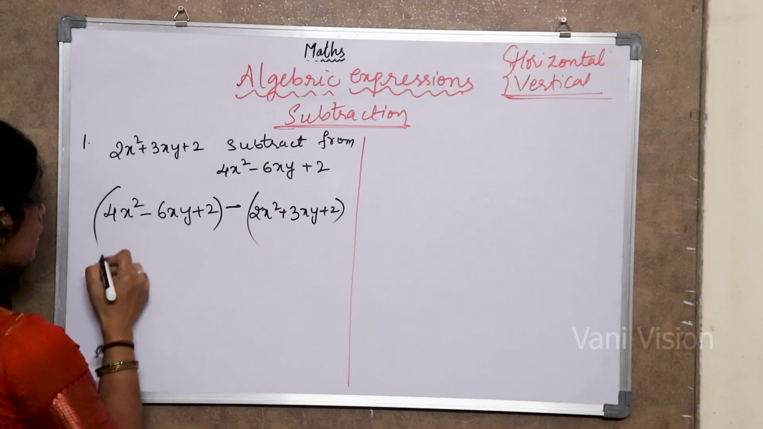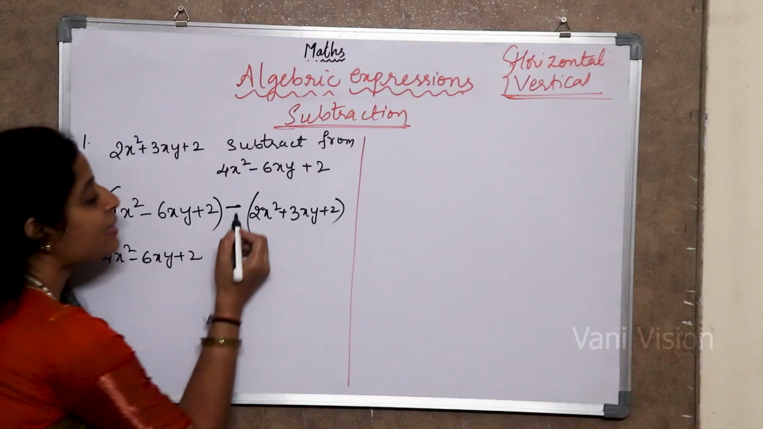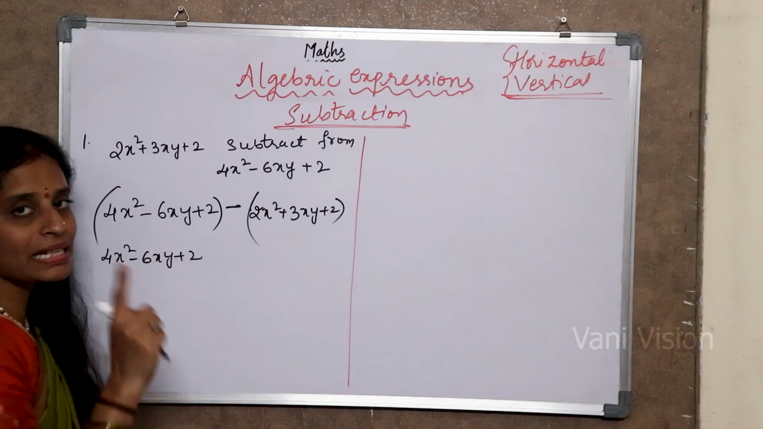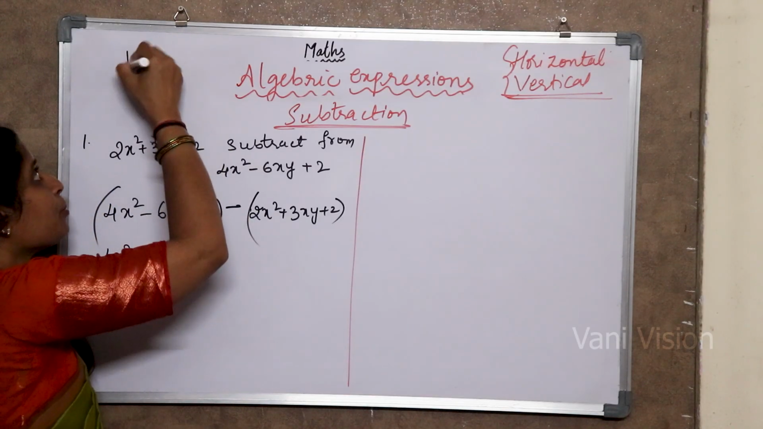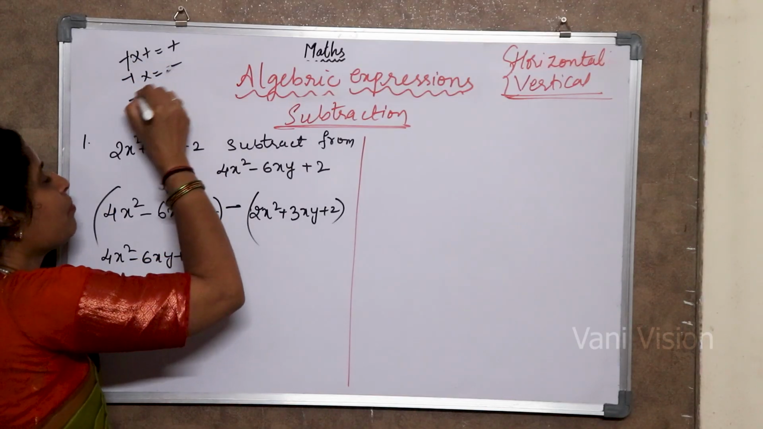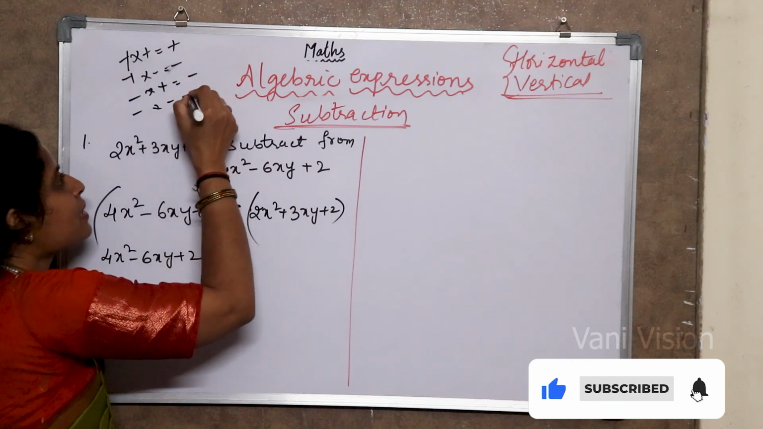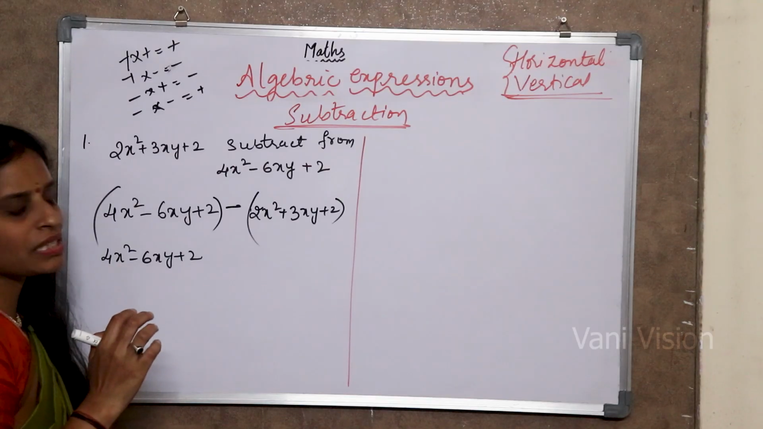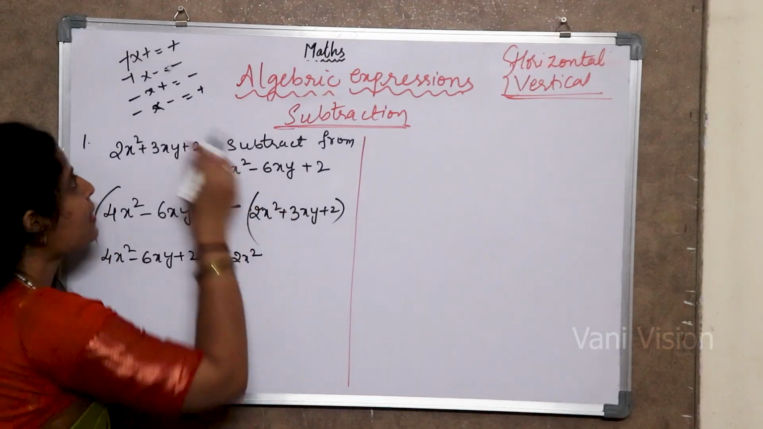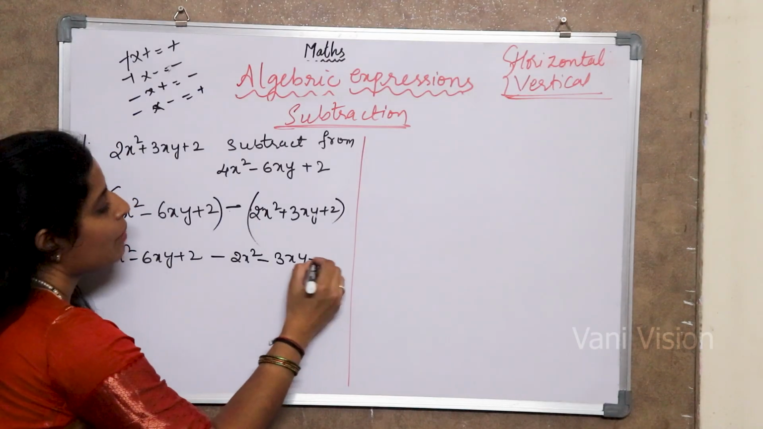Now write step 2. 4x square minus 6xy plus 2, as it is you write. Now this minus is there, no? We should multiply inside. If nothing is there, what did I say? Plus. Nothing is there, plus. Minus into plus, I think you people know this. Plus into plus, plus. Plus into minus, minus. Minus into plus, minus. Both minus, plus. Right? Same concept we are using here. Minus into plus, minus 2x square. Minus into plus, minus 3xy. Minus into plus, minus 2.